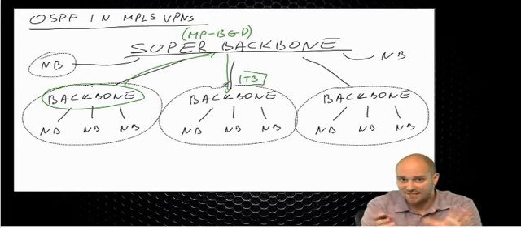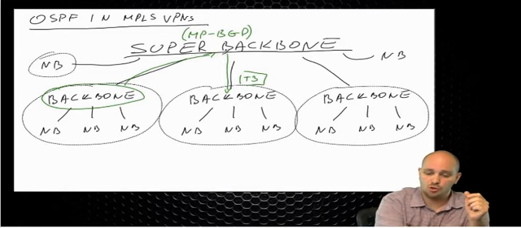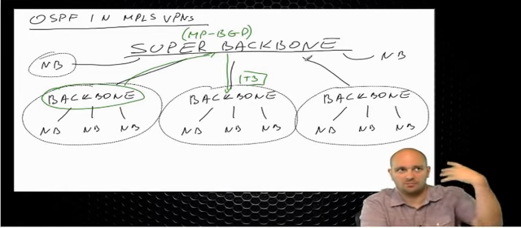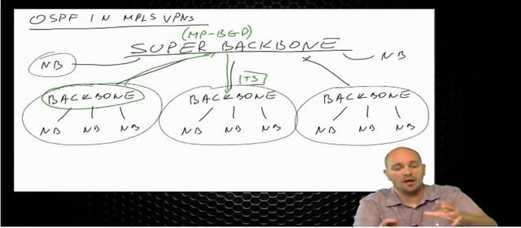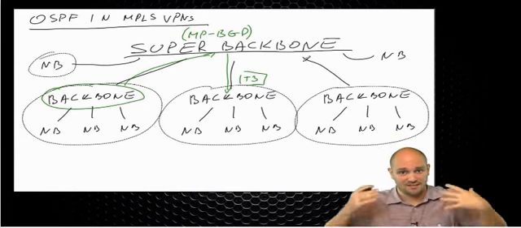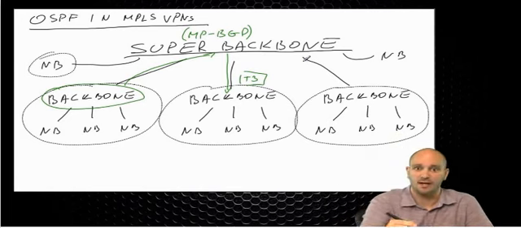But not in this case. In this case, it is okay, because the super backbone is just an area that sits above the backbone. So our level of hierarchy is still maintained. The split horizon still kind of works.